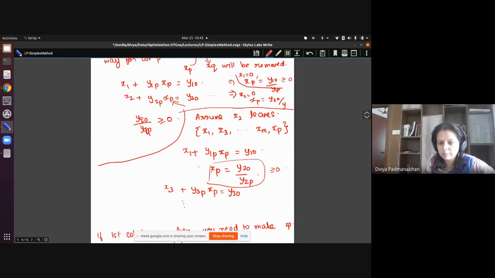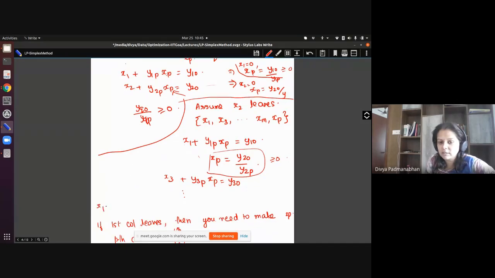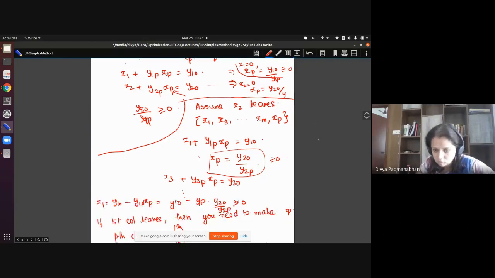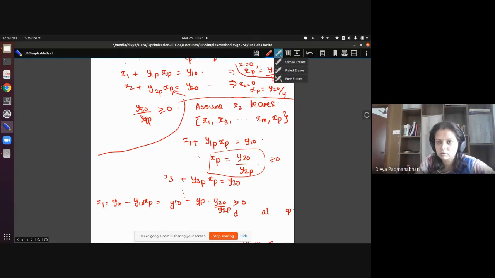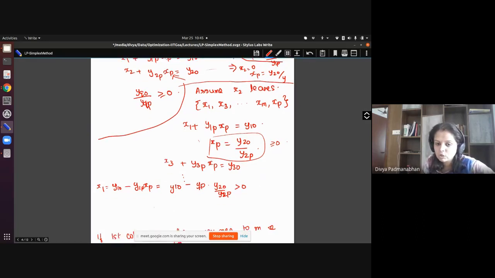And also, now because XP is fixed, X1 you can compute, right? So X1 is going to be Y10 minus Y1P XP. So that is nothing but Y10 minus Y1P times XP, which is Y20 by Y2P. And this also has to be greater than 0. I mean, the new value of X1 should also be greater than 0. So what this means is that Y10 by Y1P should be greater than Y20 by Y2P. Actually, it's greater than or equal to 0, because that's what the x's need to be, right?